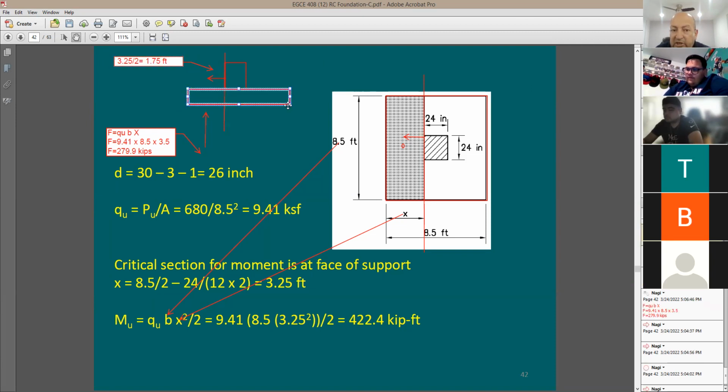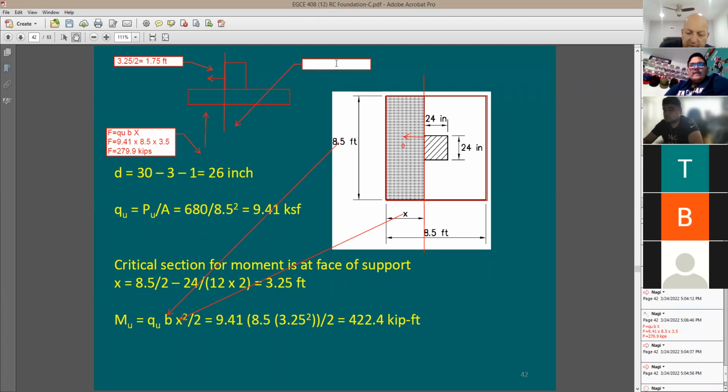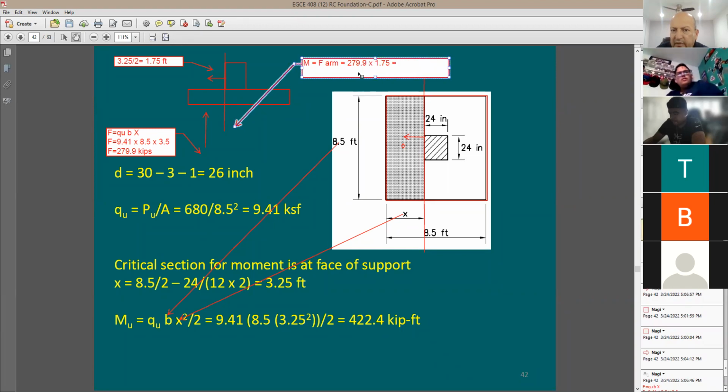Okay. Now, how much is the moment in this case? I'm going to say the moment at this face of support is going to be equal to F times 1.75, the moment arm. So it is 279.9 times 1.75. Can someone help with the moment value? 489.9? So how come? Can you try this math, please?